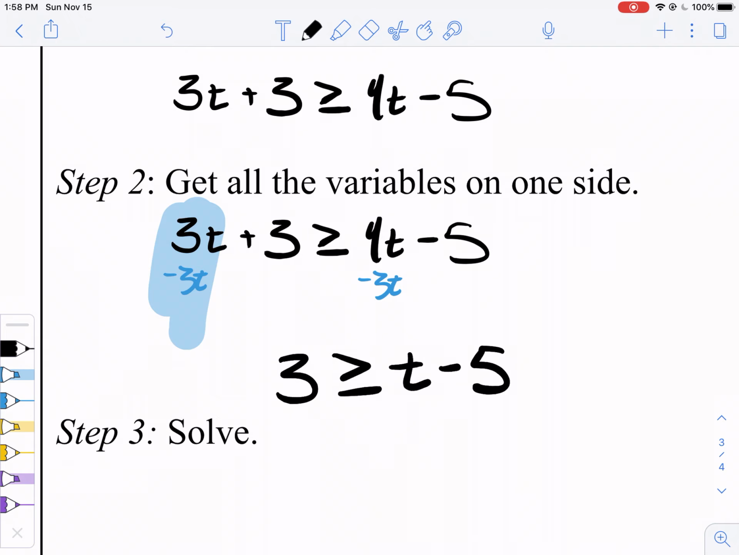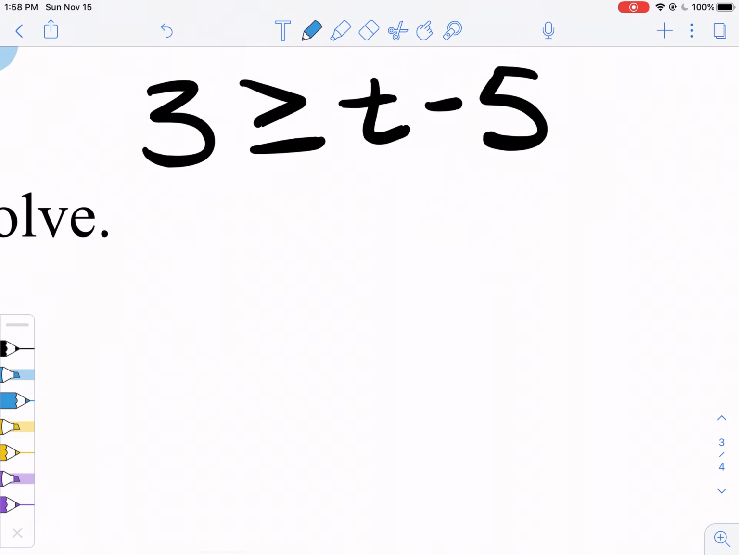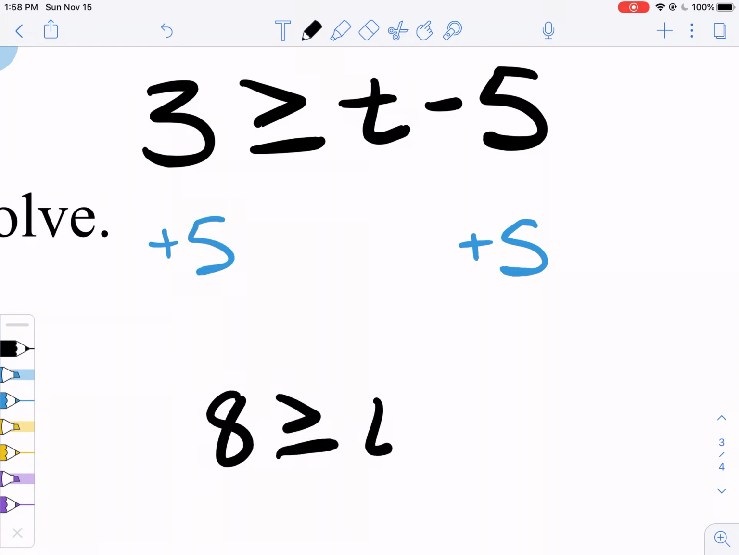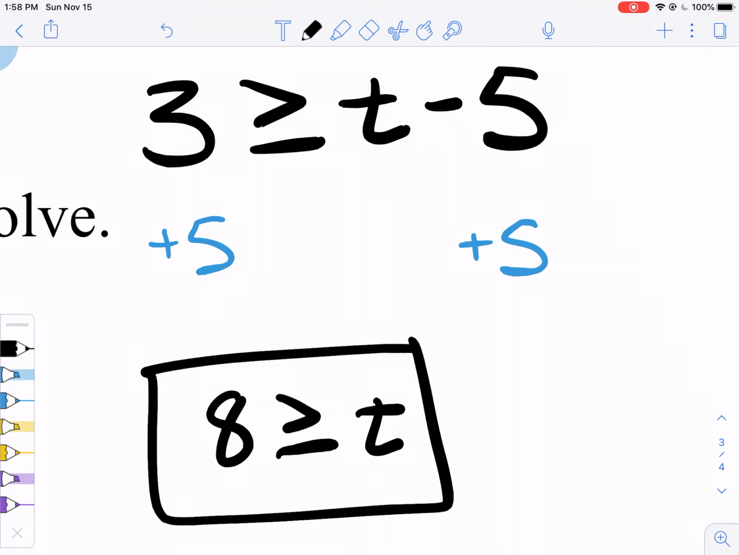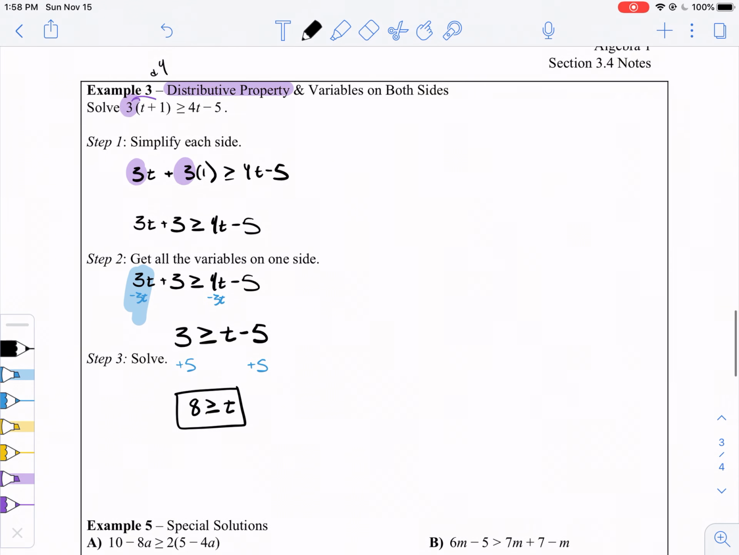Yay, we're almost there. And now we want to get t all by itself. So I'm going to add 5 to both sides, giving me 8 is greater than or equal to t. That's super. 8 is greater than or equal to t. And now let's graph it and check our answer.